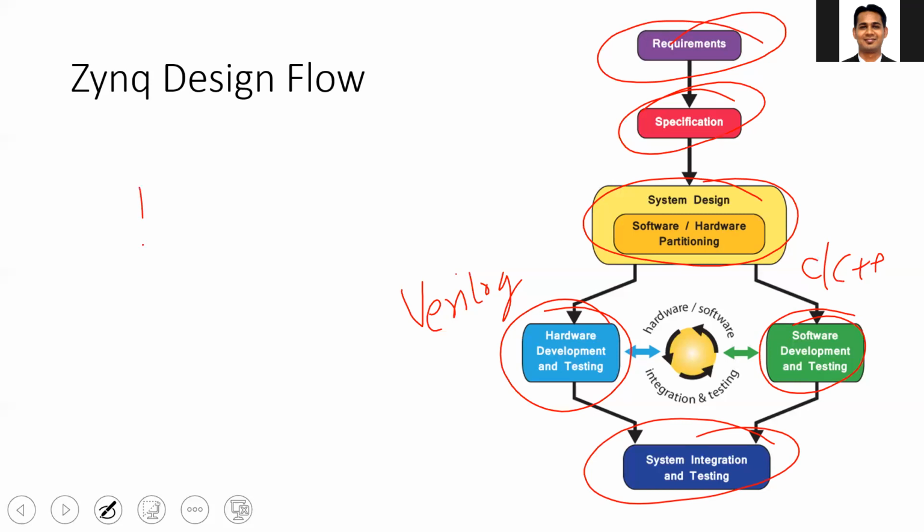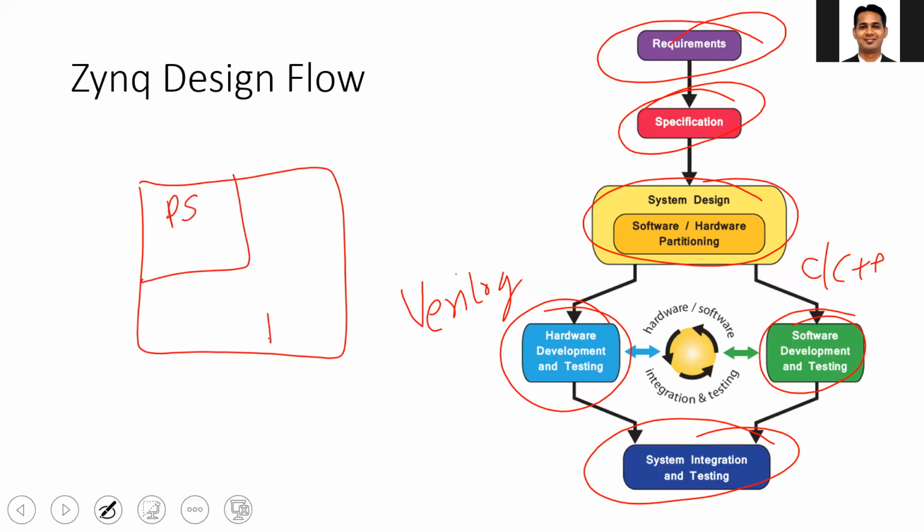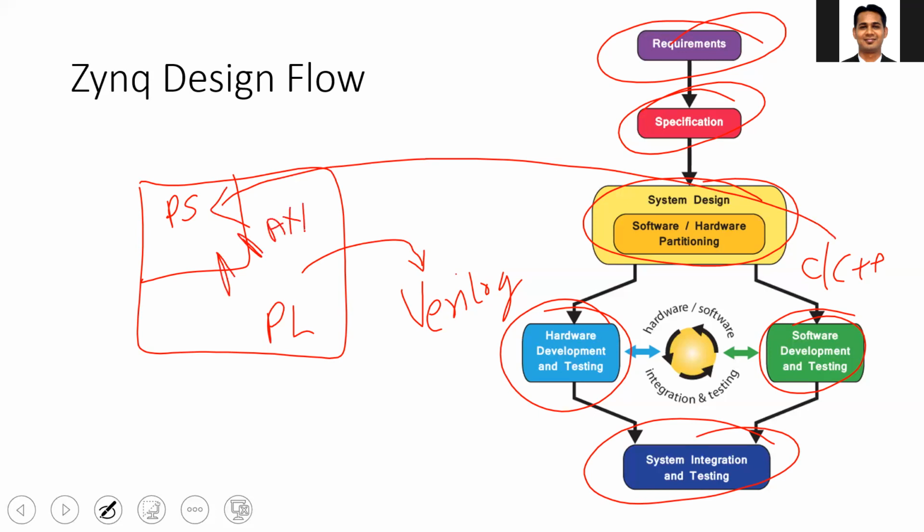Okay, so you can see that you have the PS, which is the ARM processor, and the PL, which is the FPGA. You will design the PL using Verilog. You will program the PS using C++. You will need to program the AXI interface to get the code running on the hardware. On the PS, you can implement the normal standalone system, which is the normal C++ code, or you can implement an operating system such as Linux.